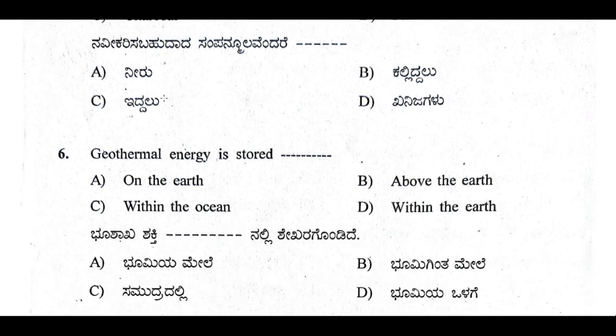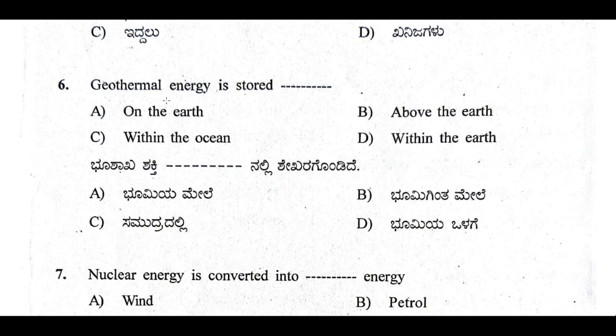The next one is question number 6. Geothermal energy is stored dash. Geothermal energy is a type of renewable energy taken from the earth's core. It comes from the heat generated during the original formation of the planet and the radioactive decay of materials. This thermal energy is stored in rocks and fluids in the center of the earth. So therefore, the option within the earth, option D, is the right answer for question number 6. Geothermal energy is stored within the earth.